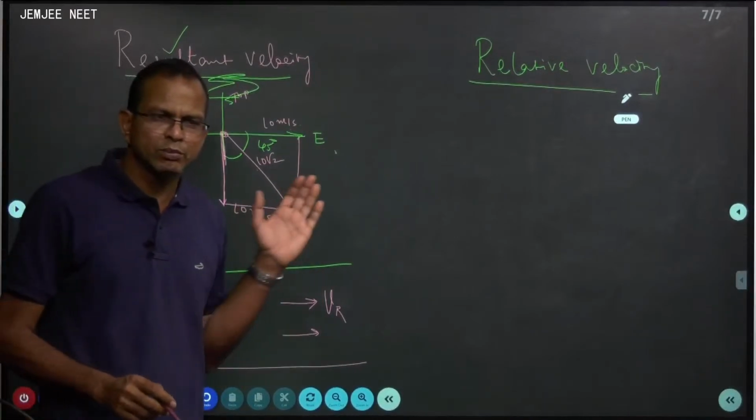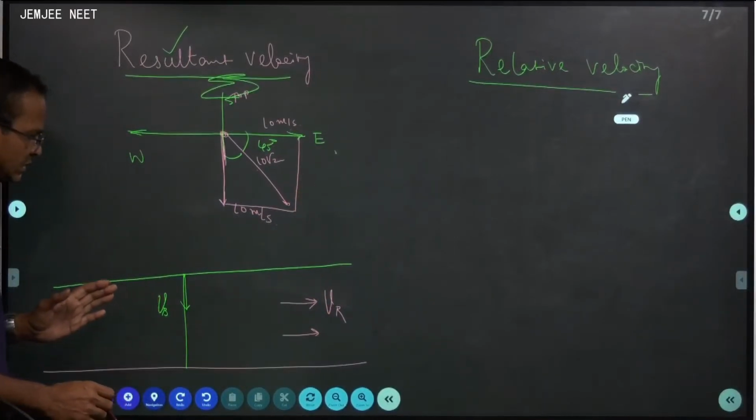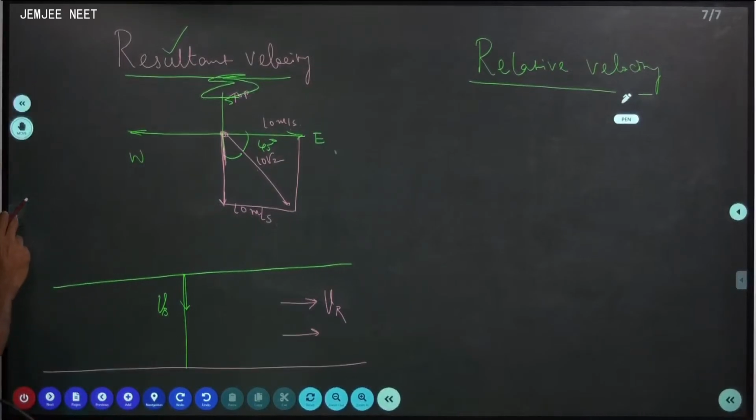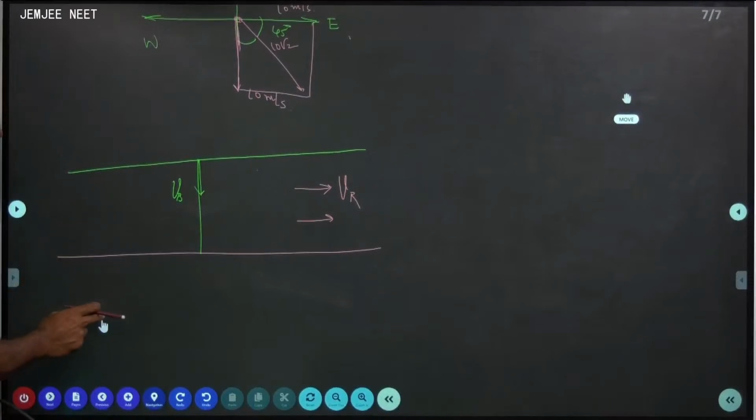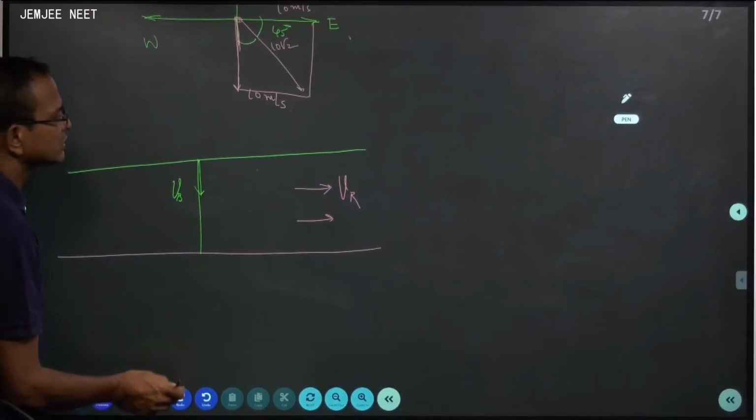So this boat, he is rowing his boat, not riding, rowing his boat from, say, north to south. Say north to south.